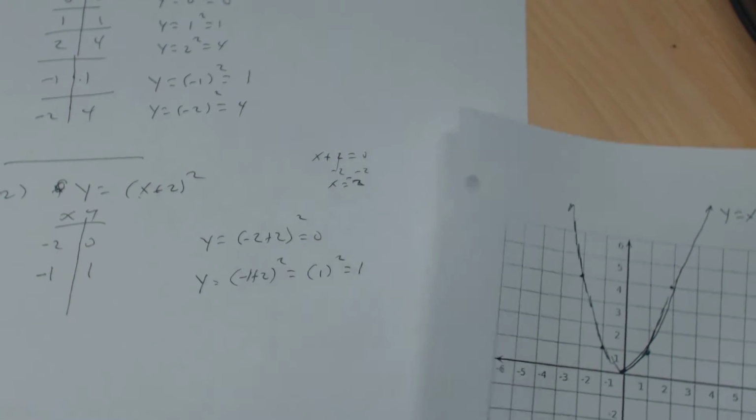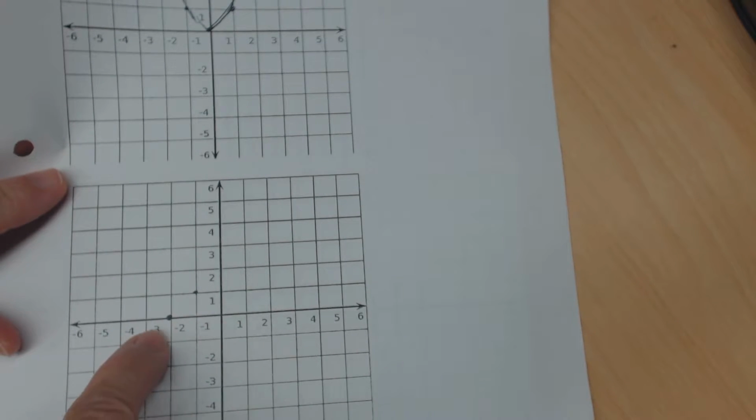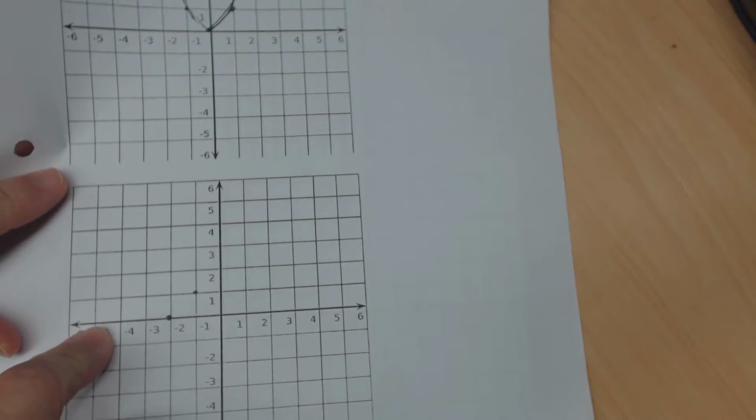So once you find the vertex, see, this is going to be the vertex right here. Once you find the vertex, pick 2 x-coordinates on this side, 2 x-coordinates on that side. Okay, so I'm going to repeat this. Once you find the vertex, pick 2 x-values on each side of the vertex.